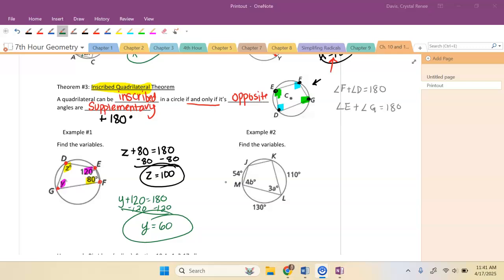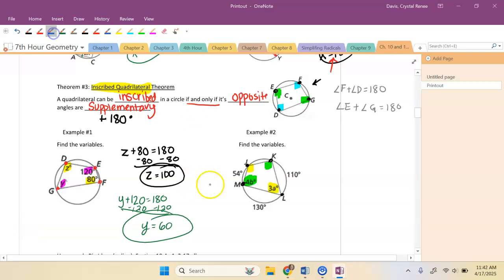All right, now it's not always that easy. Sometimes we have to use stuff we've learned previously. So let's look at this. We have an inscribed quadrilateral. We know this arc is 54, this arc is 130, this arc is 180. And I know that opposite angles have to be supplementary because it is an inscribed quadrilateral, meaning that this angle and this angle would be supplementary. And then this one and this one would also be supplementary.